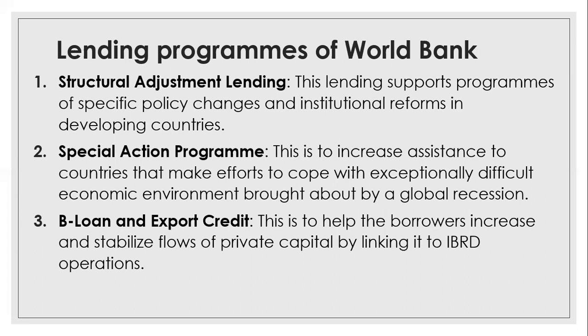Third one, B loan or export credit. This is to help the borrowers increase and stabilize flows of private capital by linking it to IBRD operations, especially for commercial purposes, sometimes for increasing exports, sometimes for business purposes. The World Bank may give some sort of assistance to its borrowers. So these are the three lending programs of the World Bank.